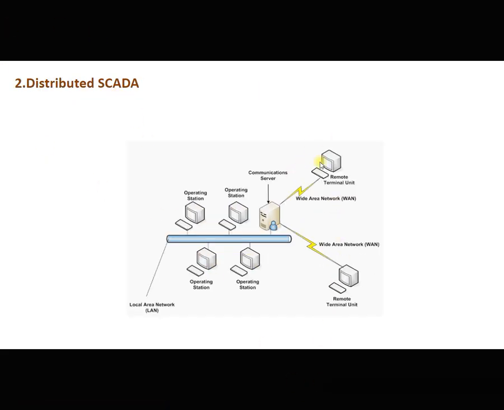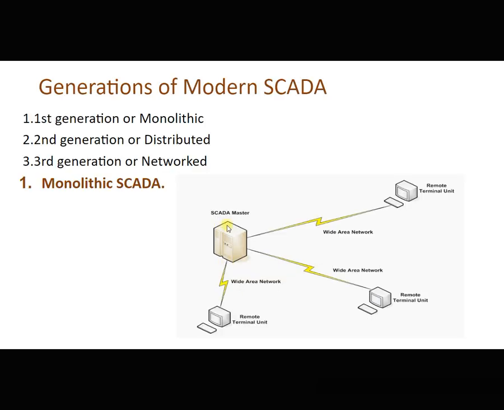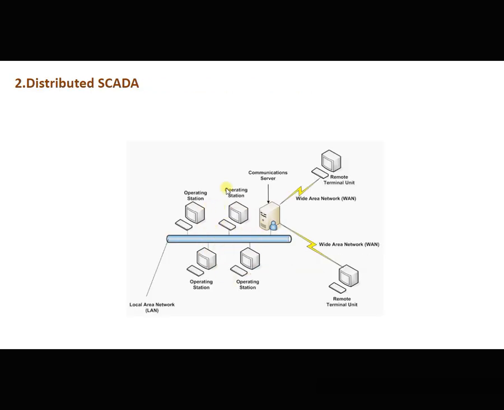You can see here, just leave this part, this part remains the same. Here I have multiple operating stations. In the previous one I had only one SCADA master. Here I have multiple operating stations connected to a hub. The hub is connected to the communication server, which is a point of contact for all your remote controllers. I can monitor from here, here, here, or here. So we had multiple SCADA stations. That is what distributed SCADA is.